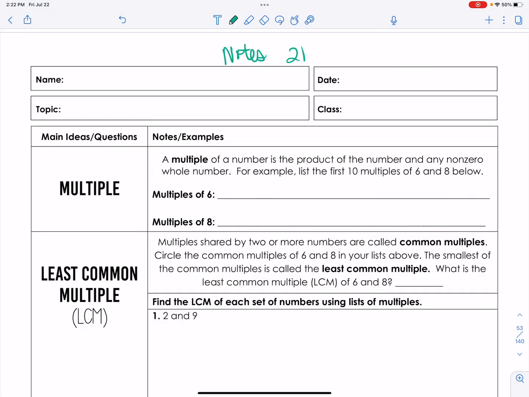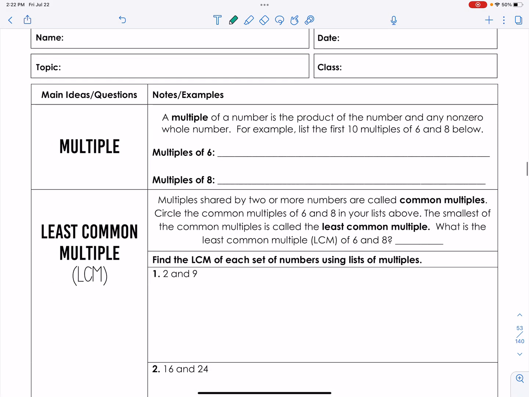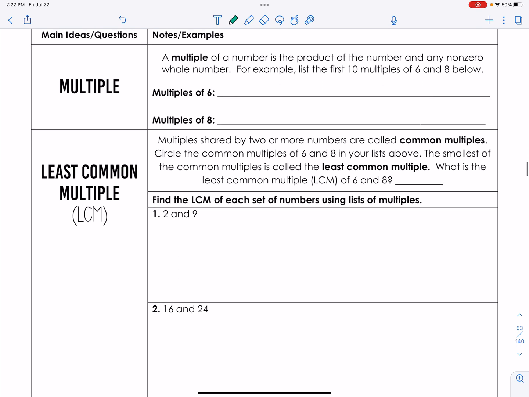So we're going to do page 21. Page 21 is looking at common multiples. That's when it multiplies, what they both multiply to be. Okay, so this is a little bit different. What you would do on multiples is you write what they multiply to be. So then you can find where their smallest one is.